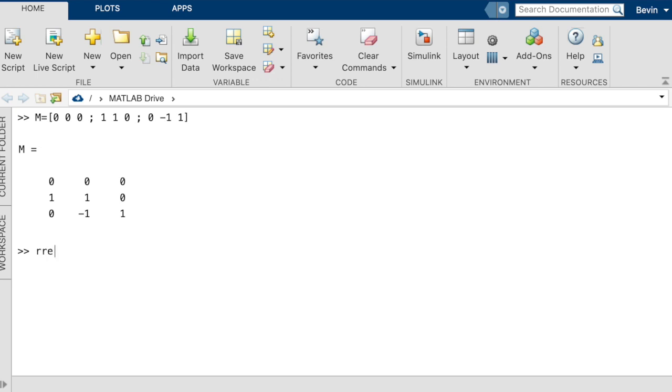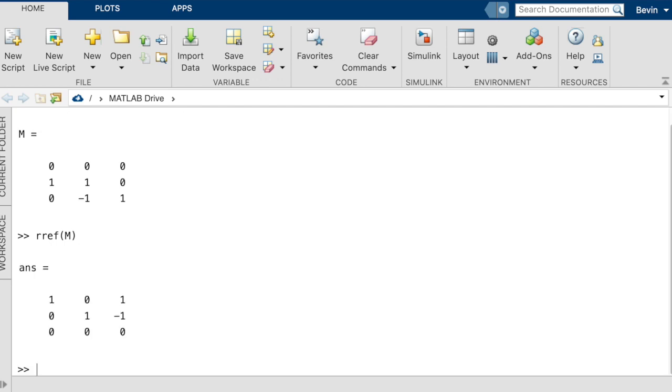Now what we do is just ref of M. So this is a command in MATLAB, and this is going to put M in what's called reduced row echelon form. Okay, so let me write this down on the slide, and then I will put MATLAB away because this is all we need for MATLAB. So our reduced row echelon form has columns that look like 1, 0, 0, 0, 1, 0, and then 1, negative 1, 0.